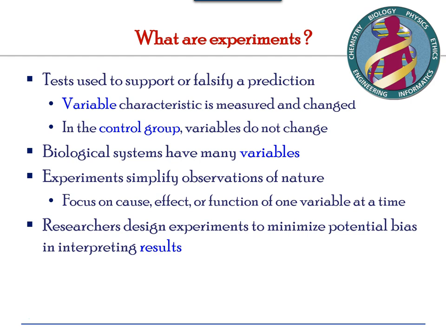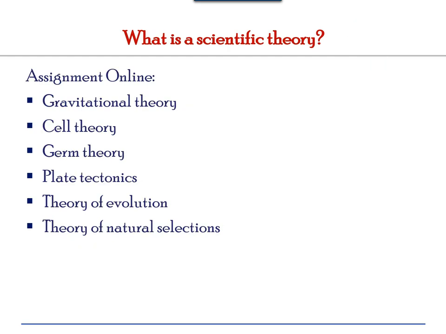Researchers design experiments to minimize potential bias in interpreting results. The definition of this is in your first lab, the lab coat lab. Here are names of a few important scientific theories. There is an online assignment that covers this section.